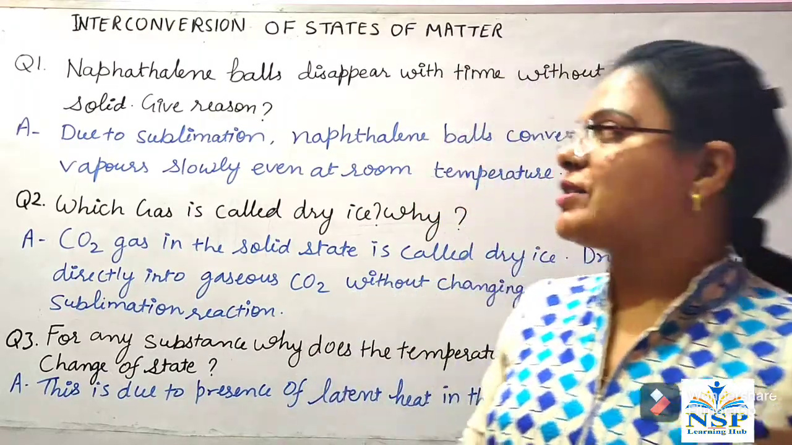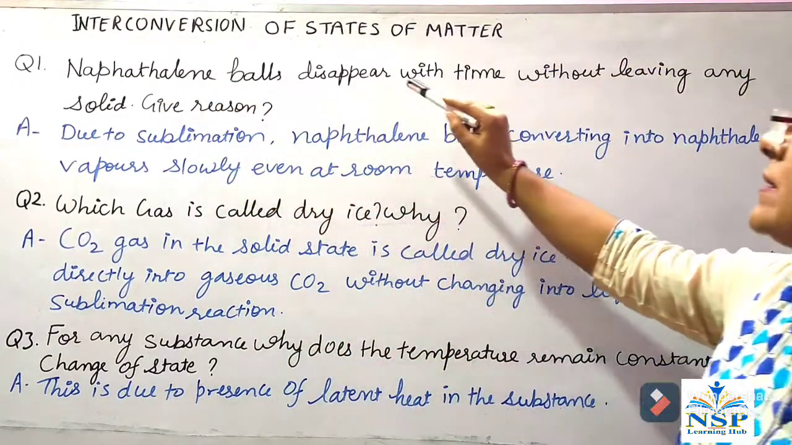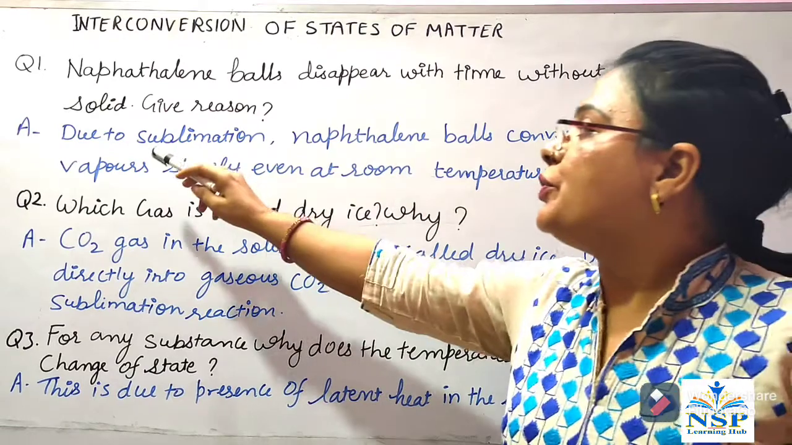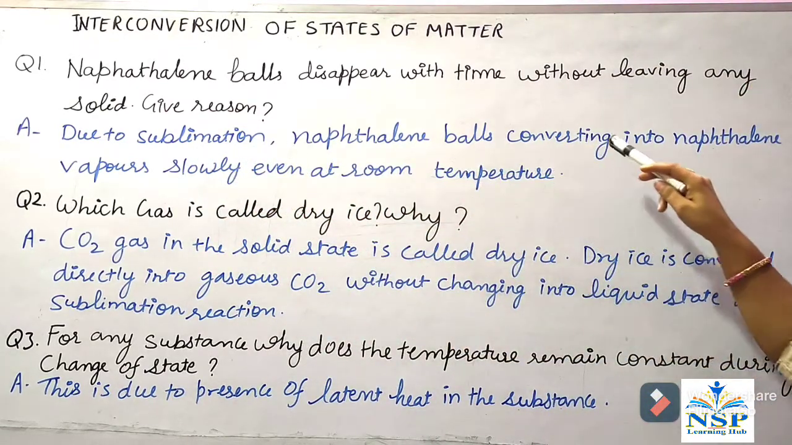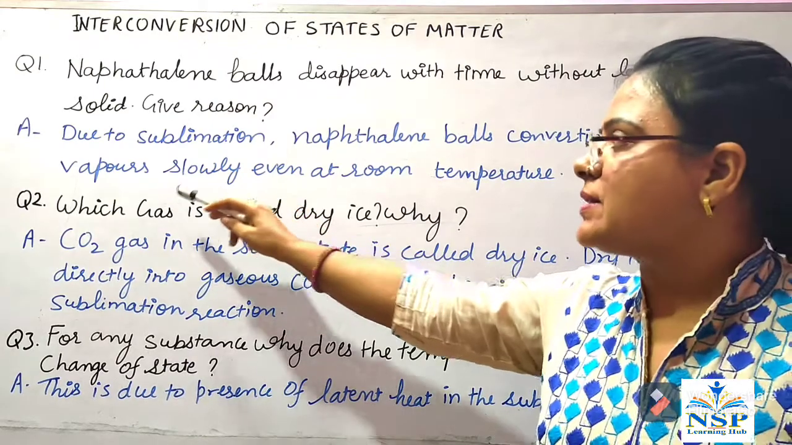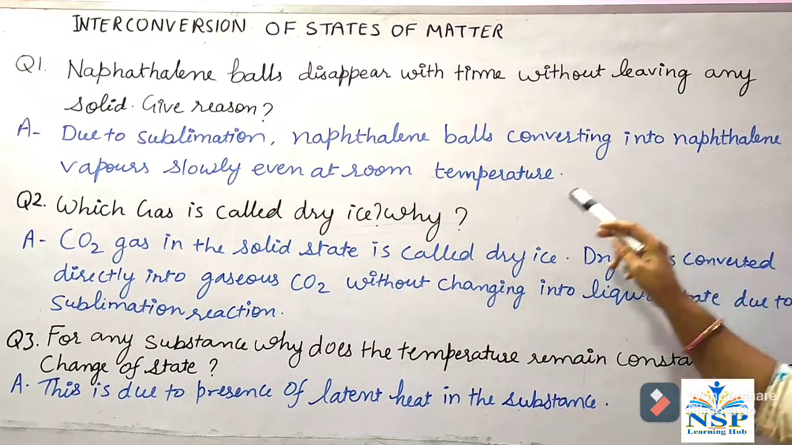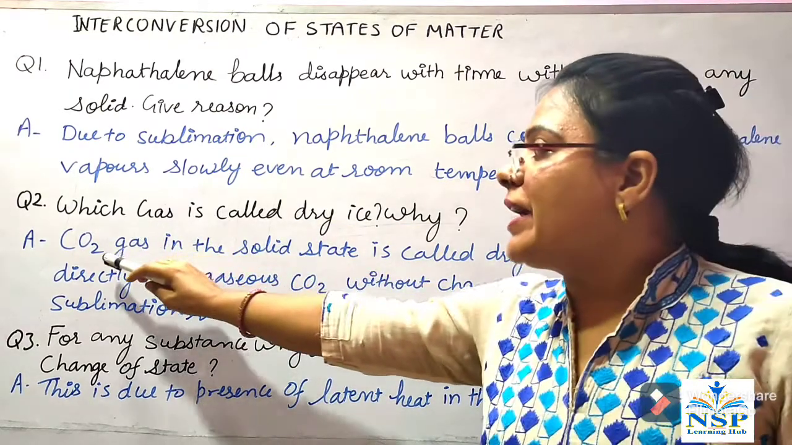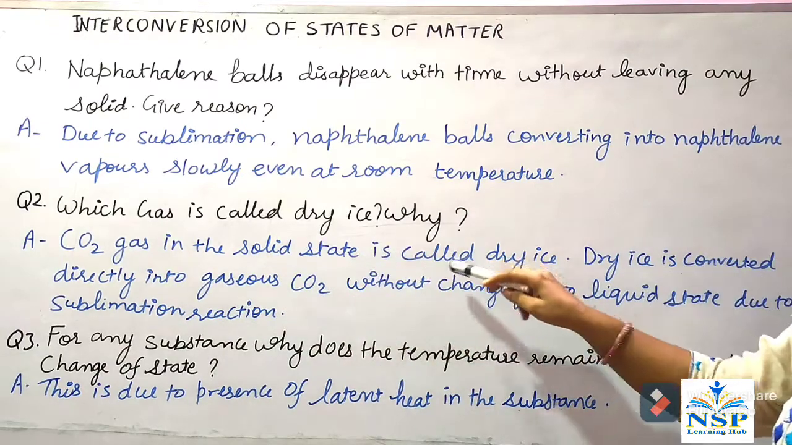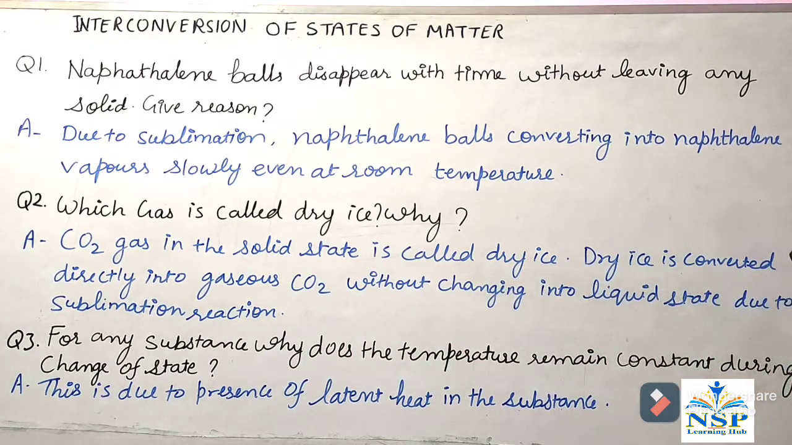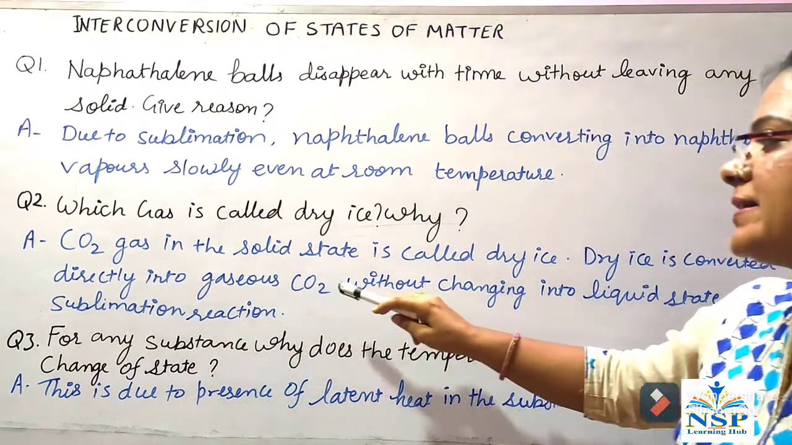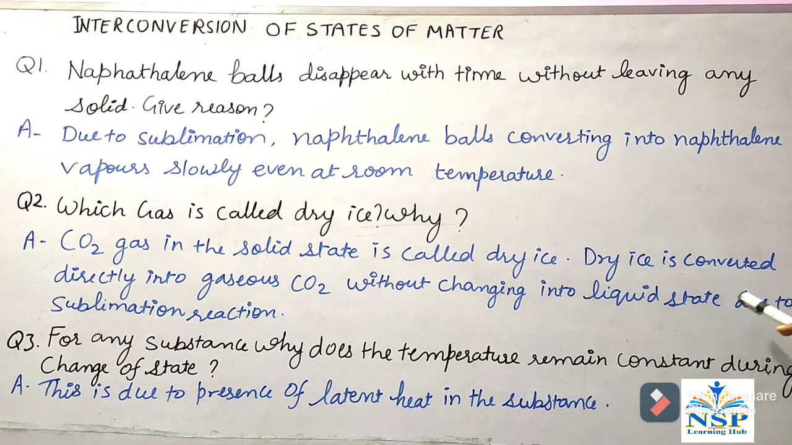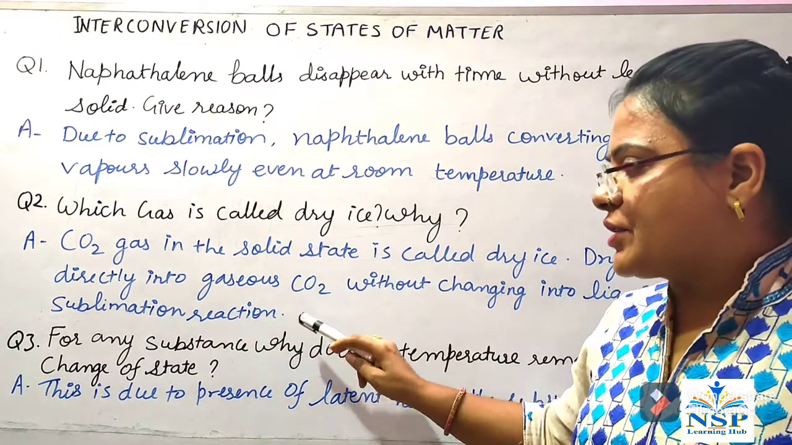Now it's time for questions. Question number 1. Naphthalene balls disappear with time without leaving any solid. Give reason. Due to sublimation, naphthalene balls convert into naphthalene vapors slowly even at room temperature. Which gas is called dry ice and why? Carbon dioxide gas in the solid state is called dry ice. Dry ice is converted directly into gaseous carbon dioxide without changing into liquid state due to sublimation.